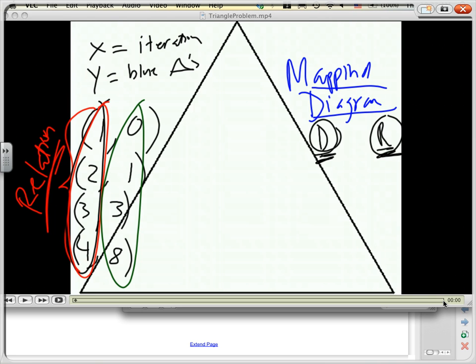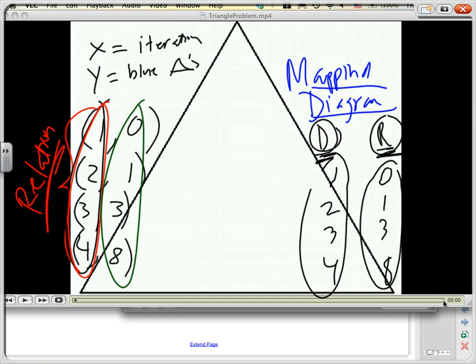Here's my domain, here's my range, and in the domain, I list out all the domain values. What do I have here? 1, 2, 3, 4. What about my range? 0, 1, 3, 8. And to do a mapping diagram, all you have to do is pair up your domain and your range. In this case, I know that 1 is pairing up with a 0. Notice it's hooking up. So 1, 0, I link it up.